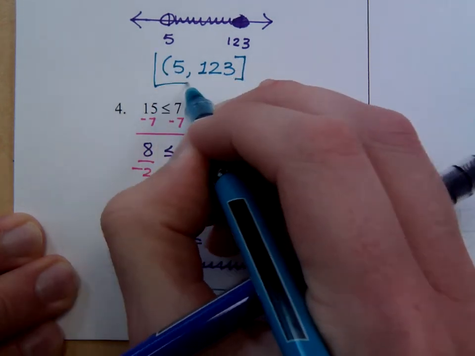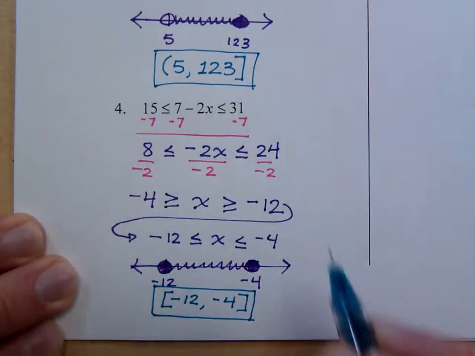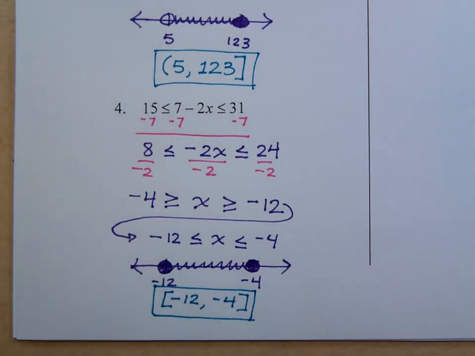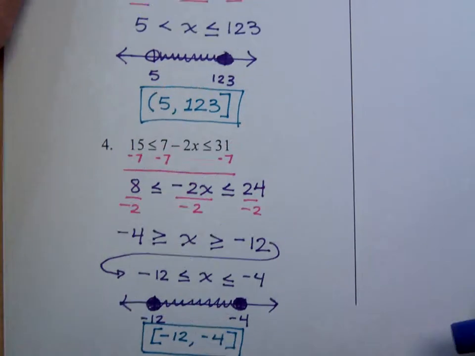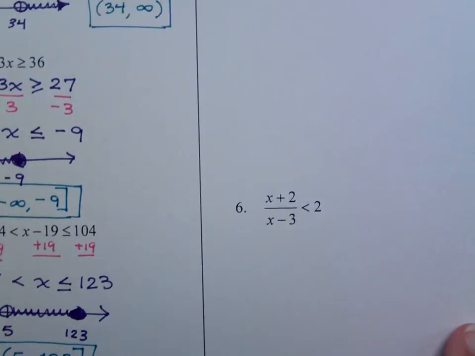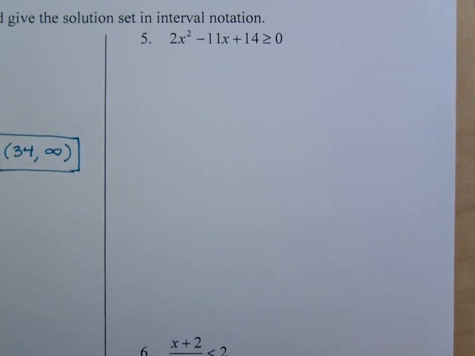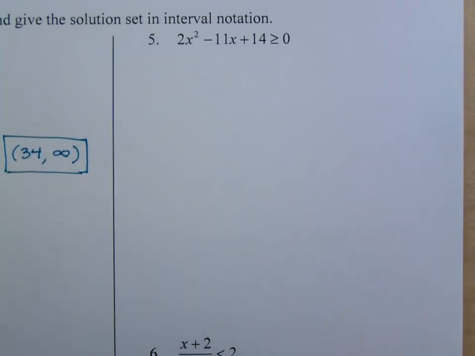So these inequalities really are not that bad. We've been seeing these for a long time. It's the next inequalities that are kind of difficult. So look here at number 5. Number 5 is a quadratic inequality.